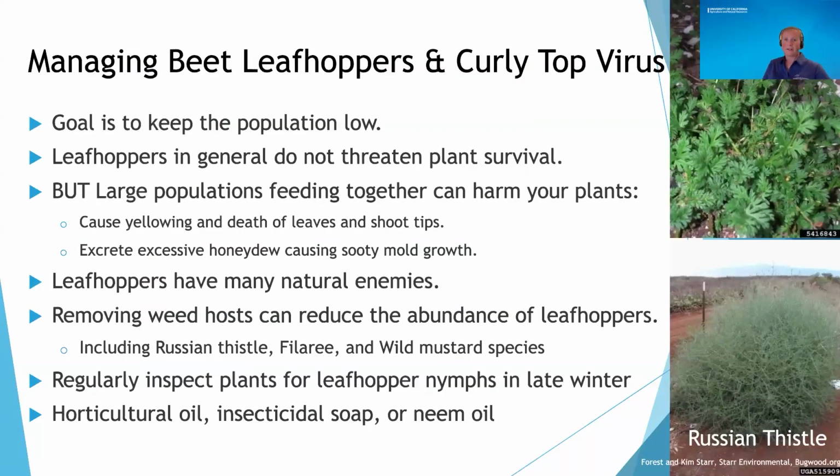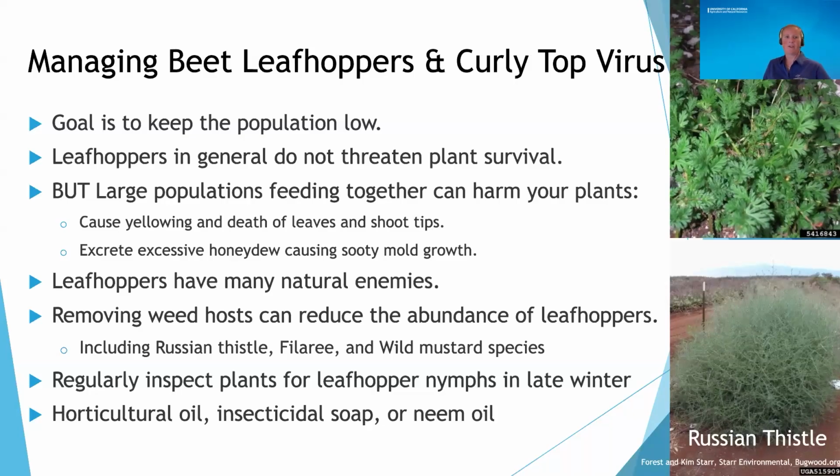So in your garden, the feeding alone won't kill your plants, but large populations, if they're allowed to build up, can cause plant damage and they could even kill your plant. They'll cause yellowing leaves, dying shoot tips, and they do cause black sooty mold to build up from the honeydew that they excrete, again, in large populations if they're allowed to congregate on your plants. The biggest threat for this pest is the curly top virus. So our goal is to keep the population low and reduce the risk from that virus spreading.